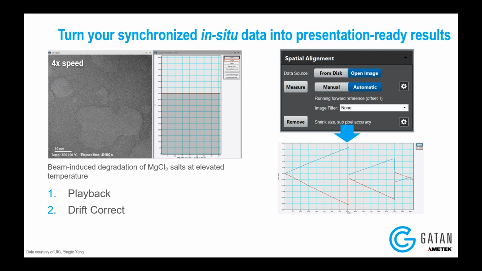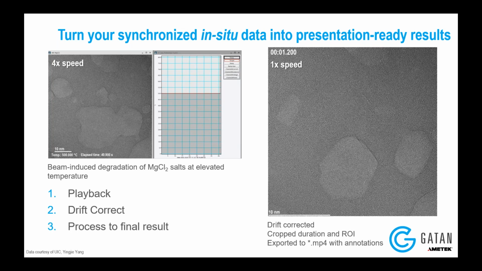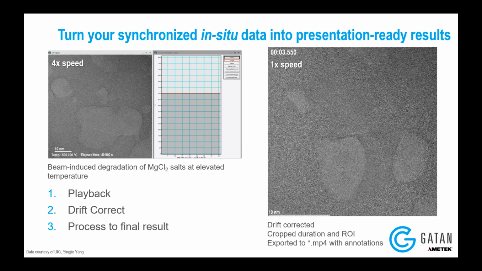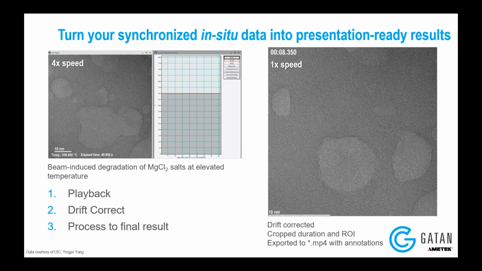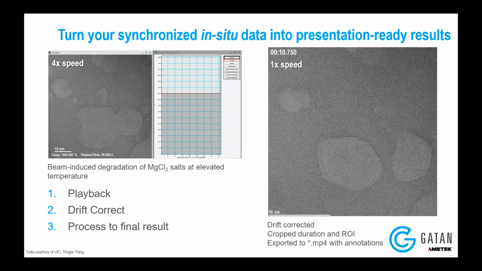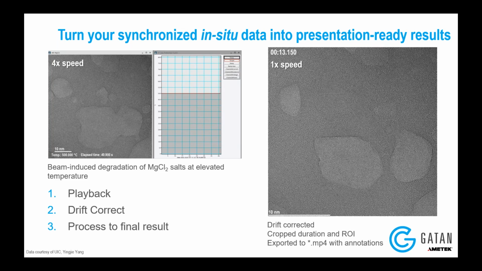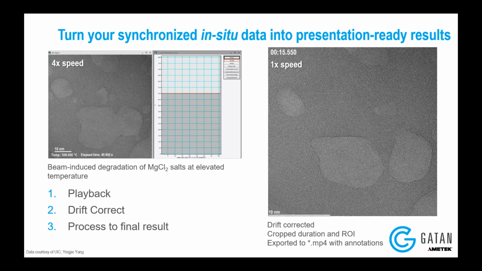If we wanted to drift correct this data because there was some drift that we observed, we use this spatial alignment tool within the newest version of DigitalMicrograph to generate this plot here on the bottom. This is the drift plot of the video that is calculated by the spatial alignment tool. And then this drift plot can be applied directly to the video to give you really nicely drift-corrected data that you can then crop in the region of interest and the duration, and export into an MP4 with annotation and put into a PowerPoint presentation today for everyone.